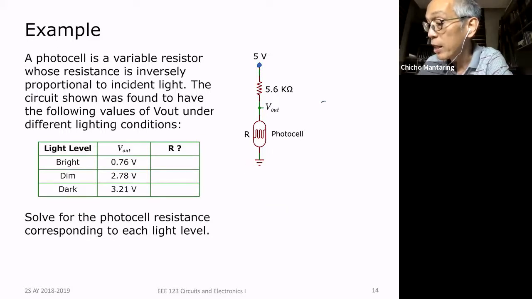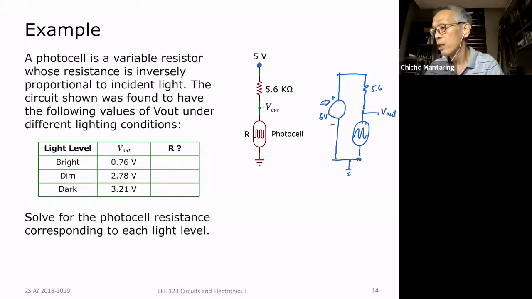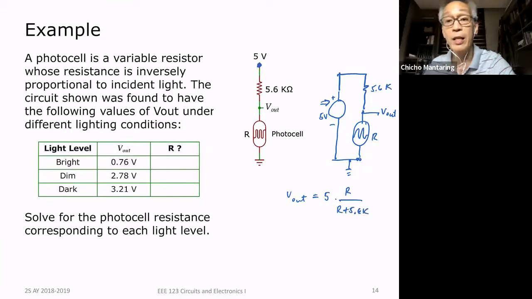So another way of drawing this is I have 5 volts here. I have a 5.6K here. And then here I have my photocell. And then this is V out. So this V out is also with respect to ground. Okay, notice that V out is just equal to 5 multiplied by R over the sum, no? R plus 5.6K. This is 5.6K.